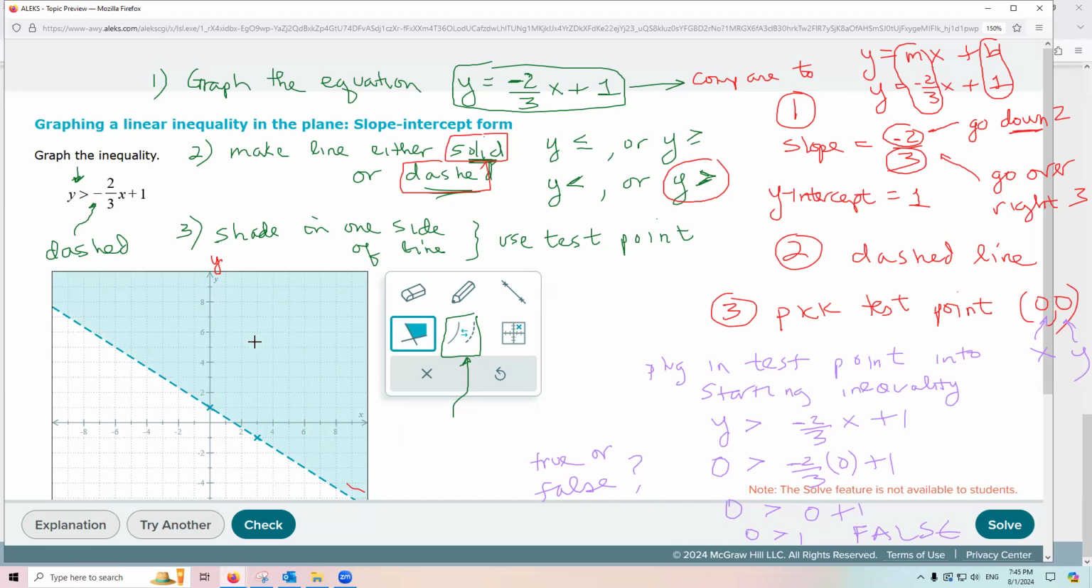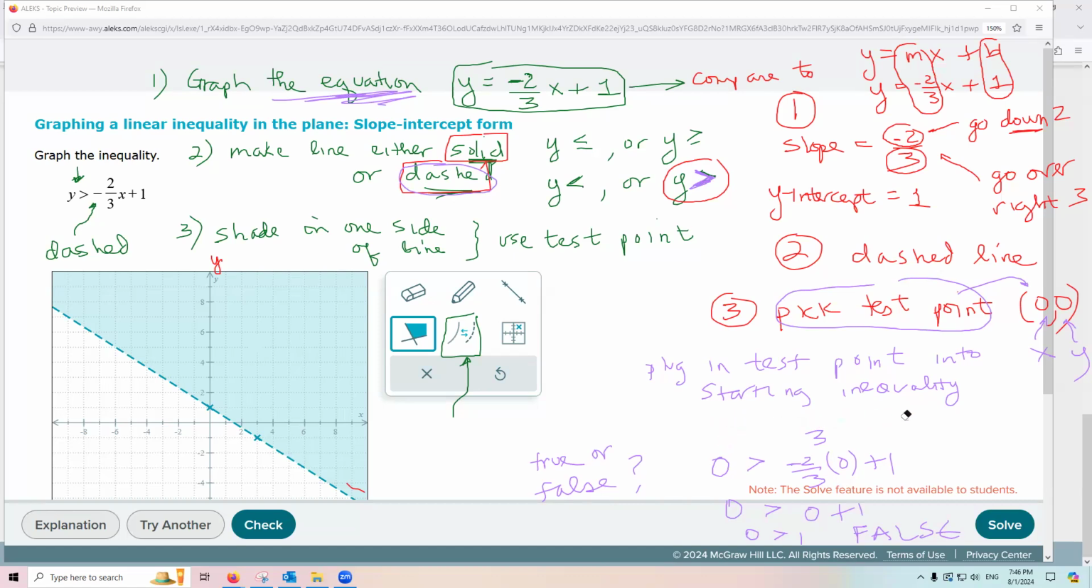Okay, so let me summarize. We started out graphing the equation of the line. That was our first step. Because our inequality symbol was a greater than, that means make the line dashed. Then we had to decide whether to shade above the line or below the line. You pick any test point you want. I decided to pick the test point 0, 0 because that's the easiest to work with. Once you pick the test point, you plug it in the inequality.